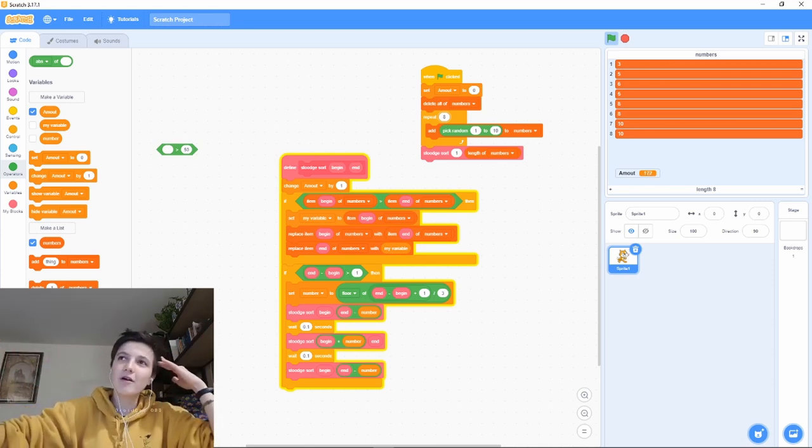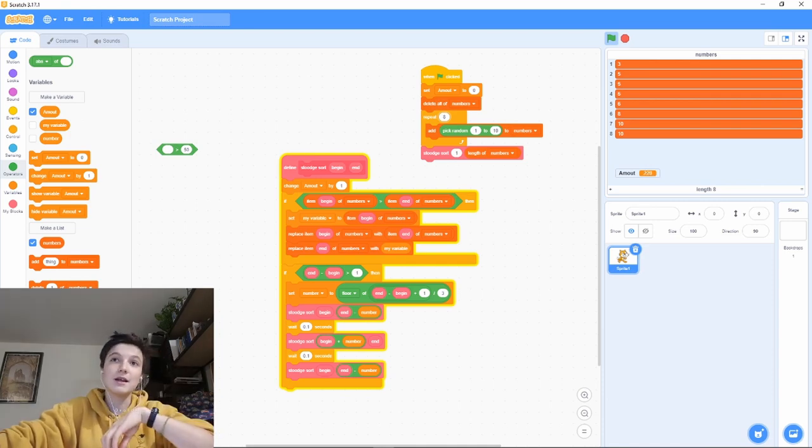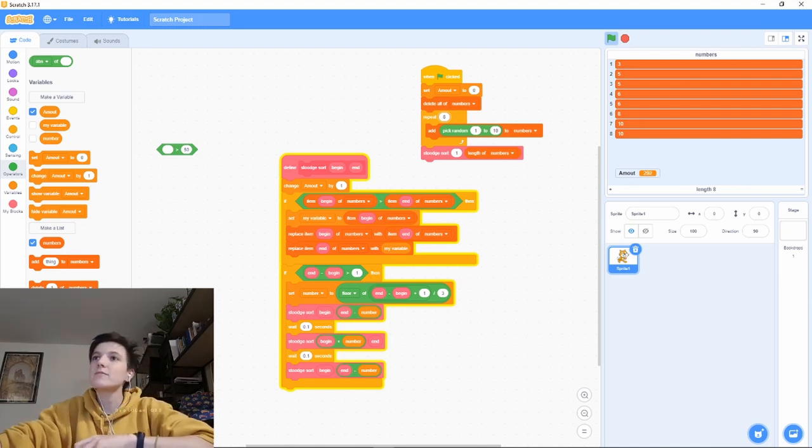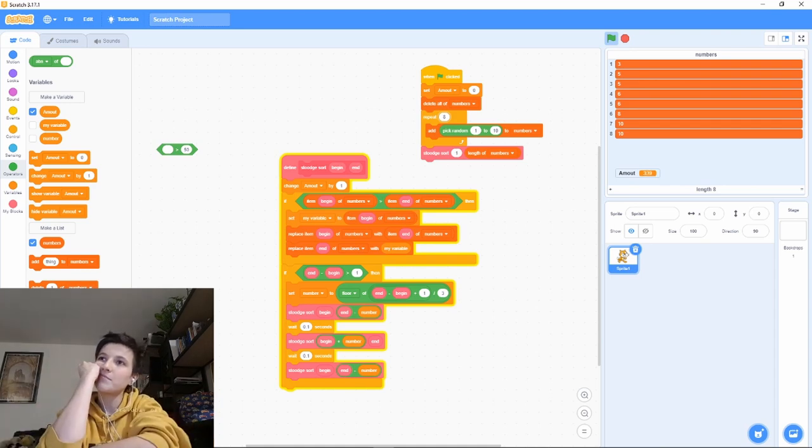It's not a very efficient algorithm, but it is an algorithm, and I wanted to explain it to you guys, because this algorithm is one of the sorting algorithms, and we want to explain every sorting algorithm.